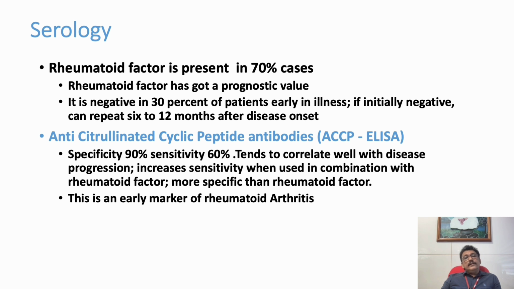rheumatoid arthritis. It is more specific than rheumatoid factor, because rheumatoid factor can be positive in so many conditions, including normal persons. But ACCP is mostly present in rheumatoid arthritis, and rarely you can even see this ACCP before the onset of arthritis. That is also seen in some patients. So this is a very early marker of rheumatoid arthritis.